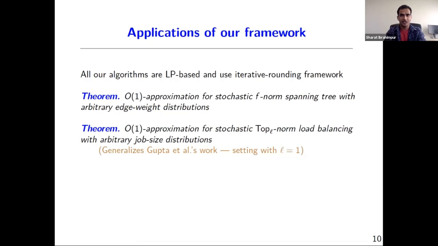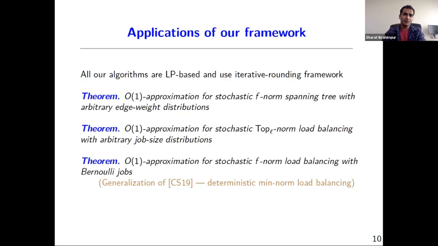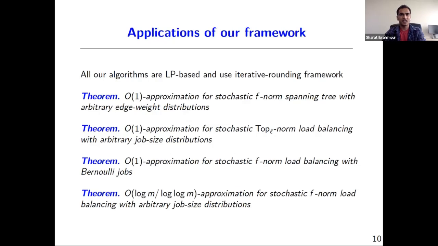Second, we consider stochastic load balancing. We start with the special case when the objective is a top L norm. Here, we give an order 1 approximation when job sizes are arbitrarily distributed. This theorem generalizes Gupta et al.'s work on minimizing the expected makespan. Next, for stochastic load balancing with Bernoulli jobs, we give an order 1 approximation for arbitrary monotone symmetric norm objectives. This result can be viewed as the simplest stochastic generalization of Chakrabarty and Swamy's work on deterministic minimum norm load balancing. Lastly, when job sizes are arbitrary, we give a simple yet non-trivial order log m over log log m approximation based on Chernoff bounds.